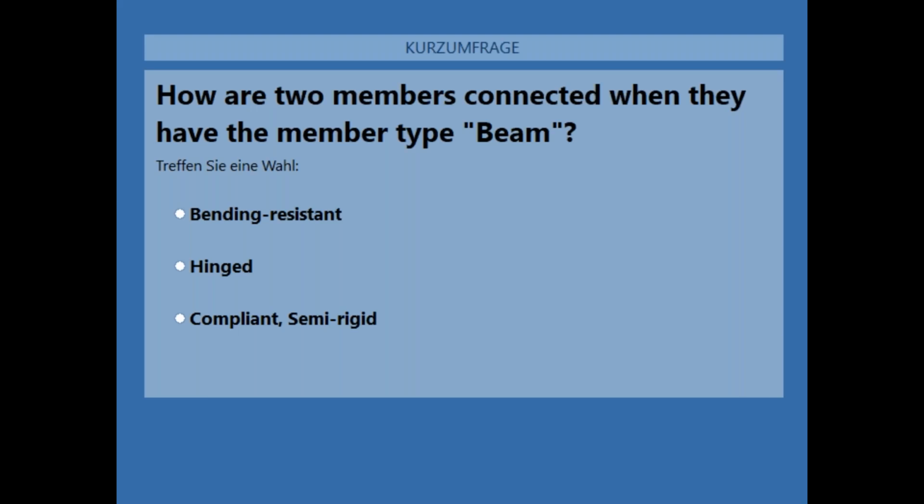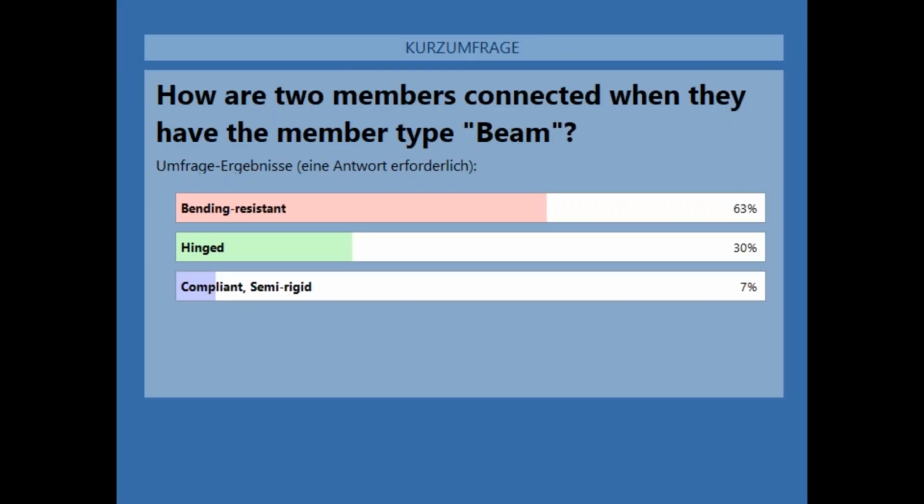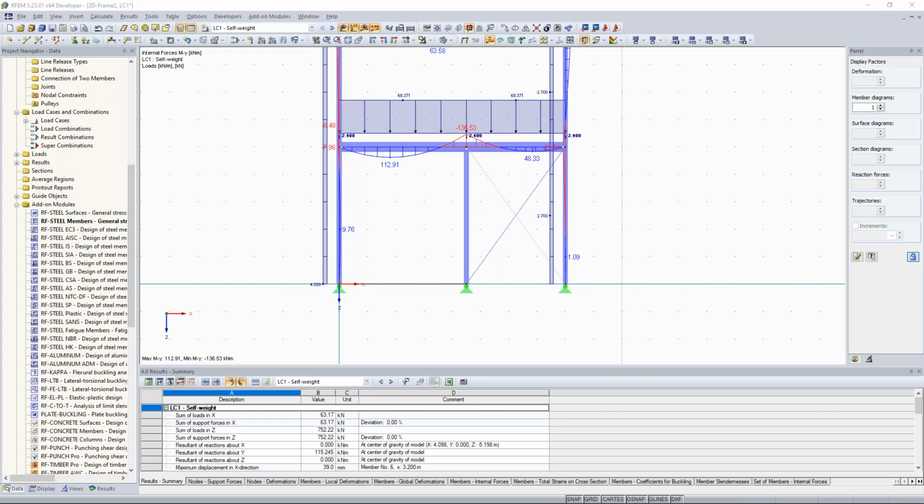Okay. Most of you have chosen. I close this poll and show you the results. So when I have this member type beam, all internal forces are transferred to the other beam or to the other member. So I have a bending resistant joint. No hinged and also no semi-rigid, really bending resistant. Okay, good. Next question is this one.